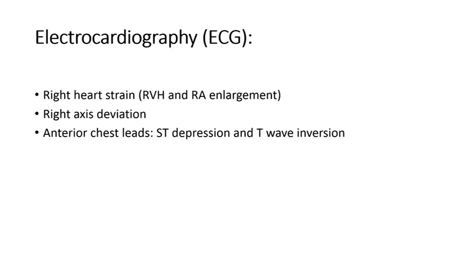ECG, what about the electrocardiography in cases of pulmonary hypertension? We have different findings that could be present. The patients could have right heart strain in the form of right ventricular hypertrophy and right atrial enlargement. There could be right axis deviation, and there could also be anterior chest lead changes like ST segment depression and T wave inversion, as we will see in the following ECG.